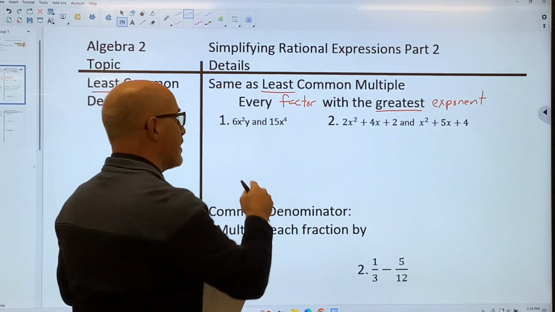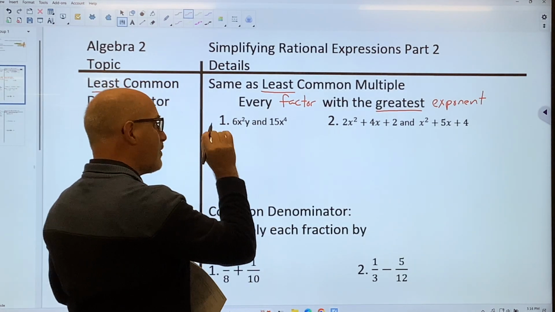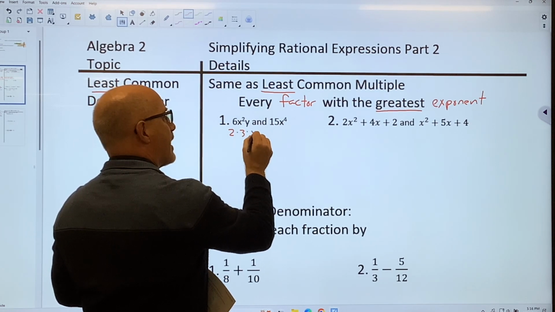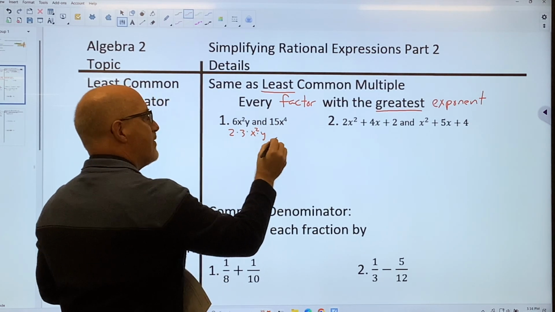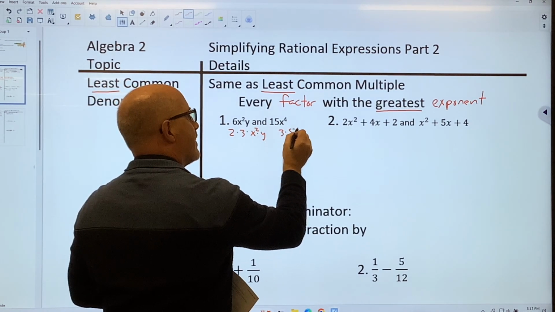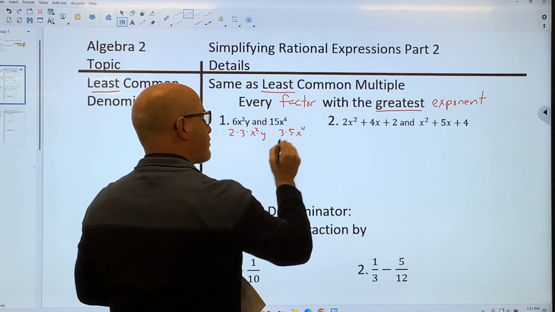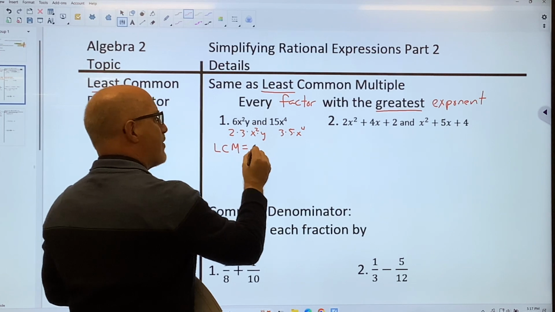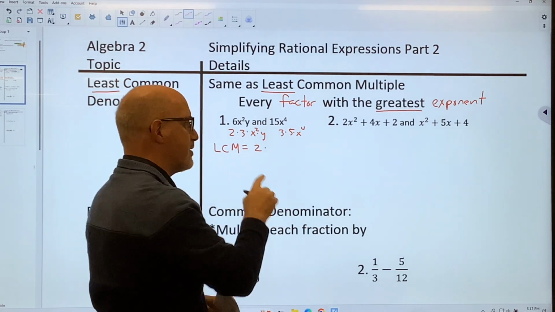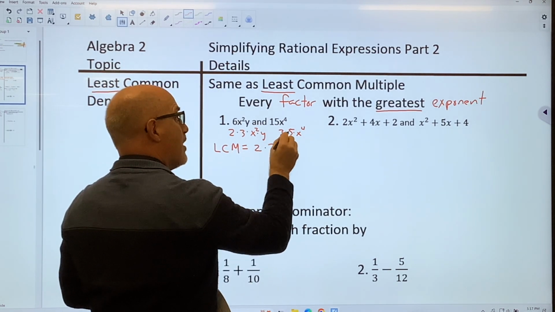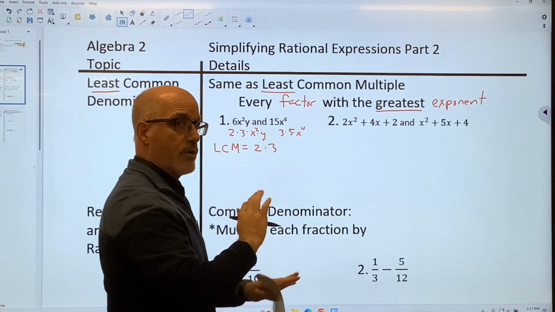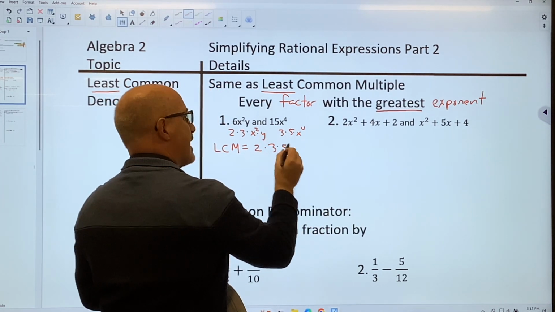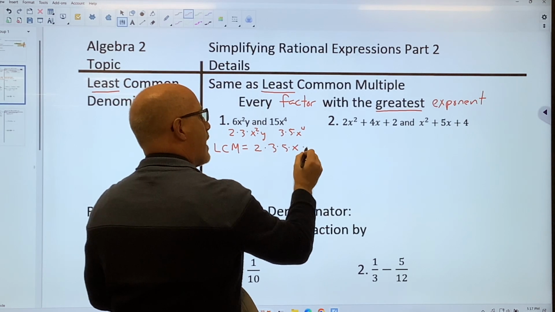So let's go ahead and now look at these in factored form. If we look at the prime factors, we have 2 times 3 times x squared times y, and 15 is 3 times 5 times x to the 4th. For the least common multiple, you're going to take every single one of these factor bases. 2, we take 3, we took the 3, so we don't take it again, but then we take the 5, and we're going to take an x base and a y base.